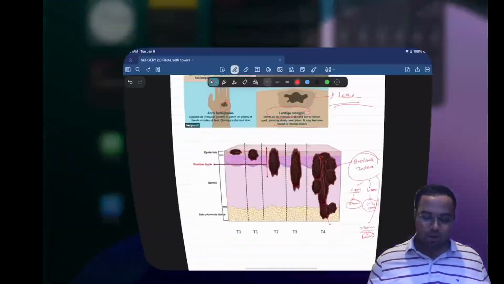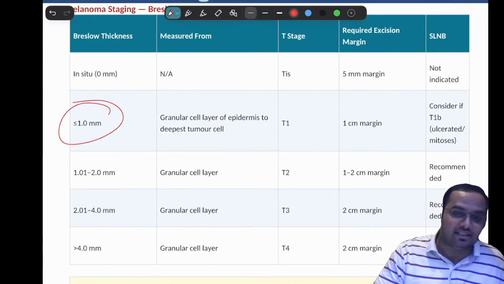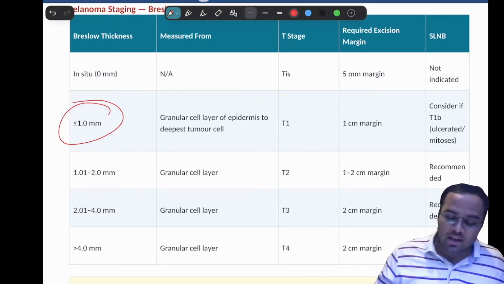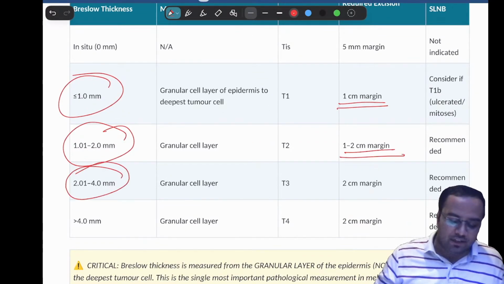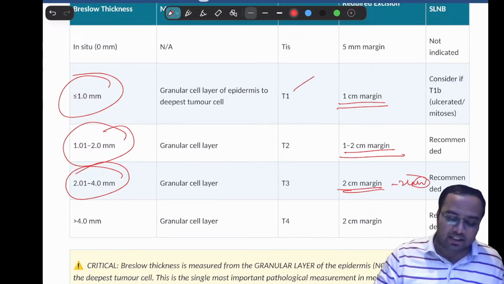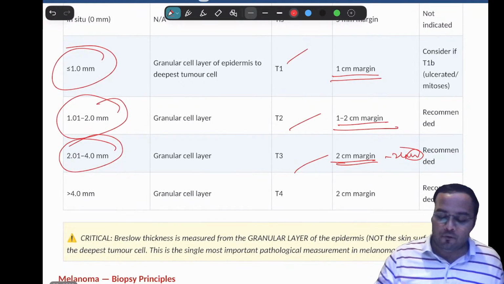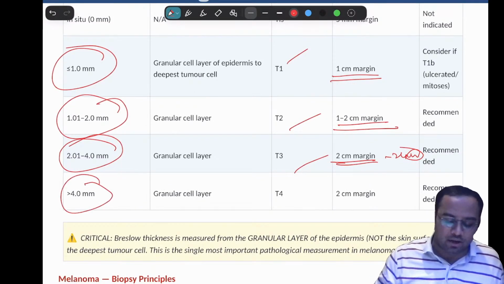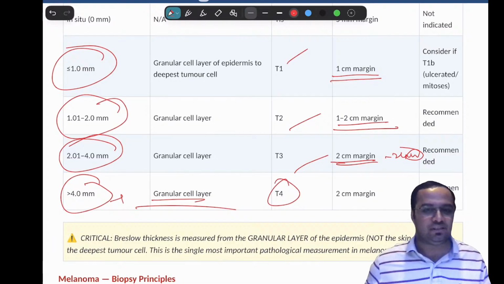We are going to talk about Breslow's skin grading here. So if the depth of invasion is less than 1 mm, you should go for a 1 centimeter margin. If it is 1 to 2 mm, you should go for a 2 centimeter margin. And if it is 2 to 4 mm, you need to go for a 2 to 4 centimeter margin. So that is nothing but T1, T2 and T3 lesion. And obviously if it is more deep, more than 4 mm, then it is going to be a T4 disease. So T4 disease is not important here.